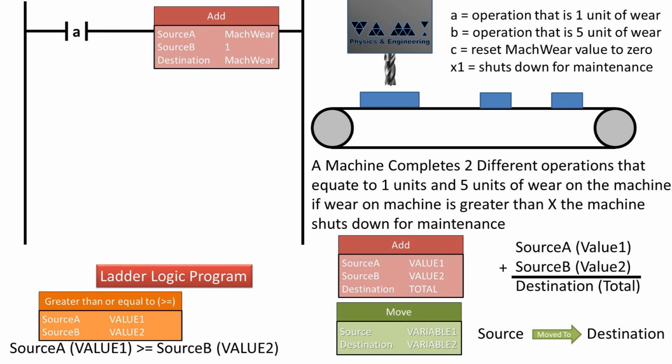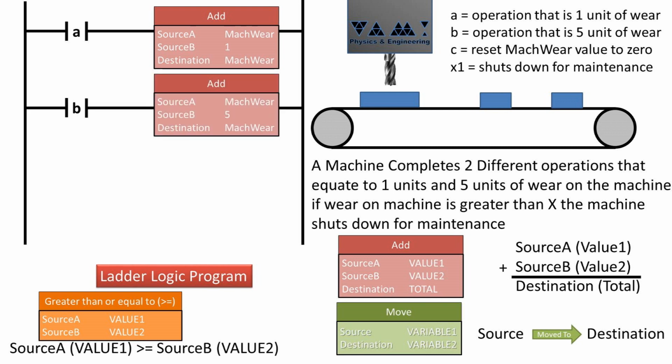Okay, so the way I went about this one is by connecting the A input to an add function that adds 1 unit of wear to the machine wear variable, then takes the new value and sets that to machine wear. This happens only when the operation that is 1 unit of wear is run. Then I did the same thing for B input, but added 5 units of wear to the machine wear variable anytime this is run. And the destination for this is the machine wear variable again.